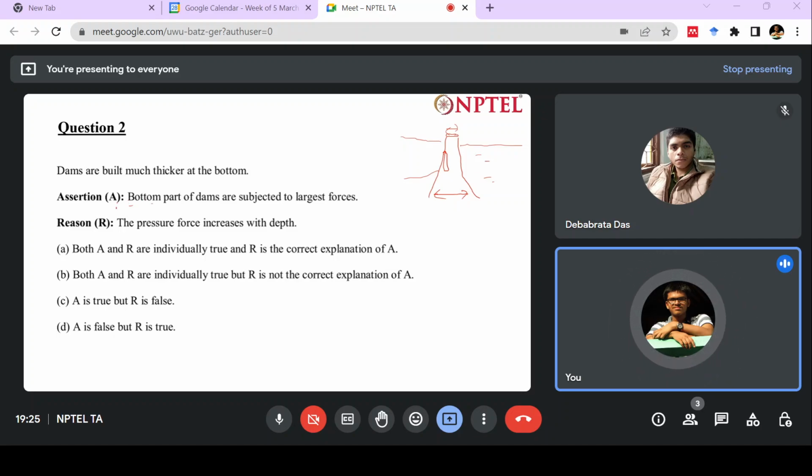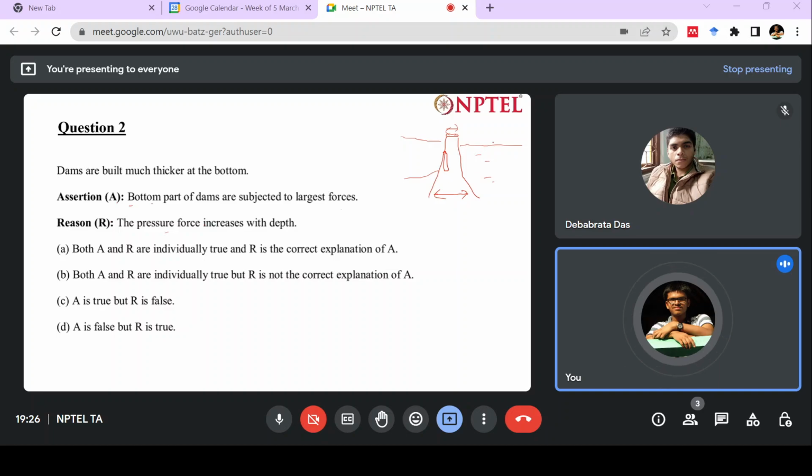Both these statements are related to this. The bottom part of dams are subject to larger forces, and pressure force increases with depth. So, are both these statements correct? Yes, both the statements are definitely correct. The bottom part of the dams are subjected to larger forces, and pressure force increases with depth. This is also true, and R is the correct explanation of A.